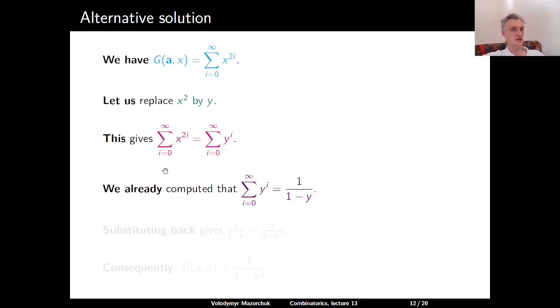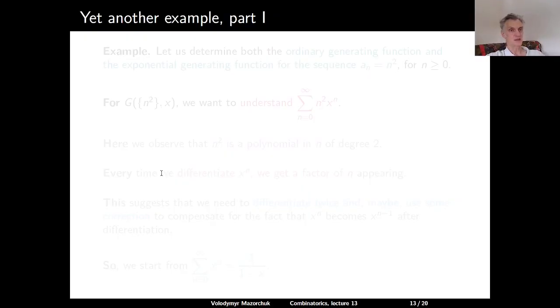But we know that the sum over all i of y to the power i is equal to 1 divided by 1 minus y. And now we substitute back that y is equal to x squared and get that 1 divided by 1 minus y is equal to 1 divided by 1 minus x squared. And so the generating function for the original sequence equals 1 divided by 1 minus x squared. Here is yet another example.